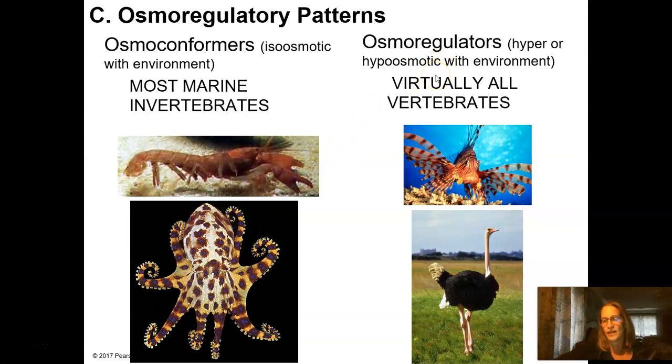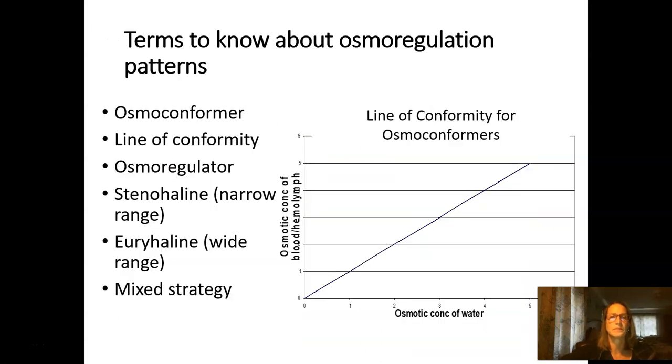Osmoregulators have a lot more flexibility in where they can live. So almost all vertebrates are osmoregulators. They are either hyper or hypoosmotic with their environment. And terrestrial animals also count as osmoregulators, although they have sort of different problems than aquatic organisms. So we're going to talk about a few of these different examples. Here are some terms that you need to know about osmoregulation patterns.